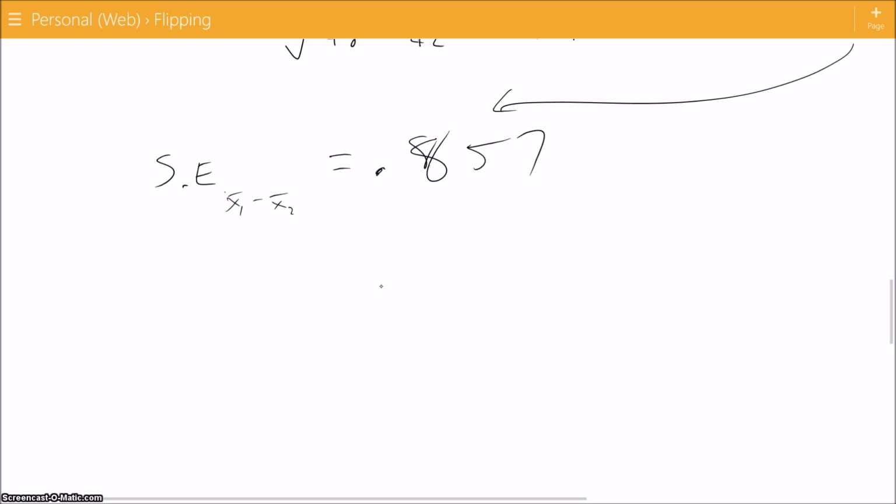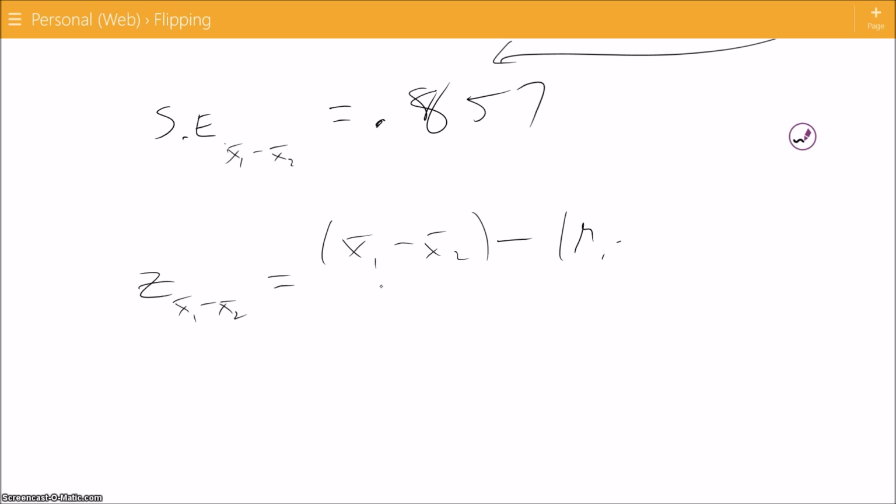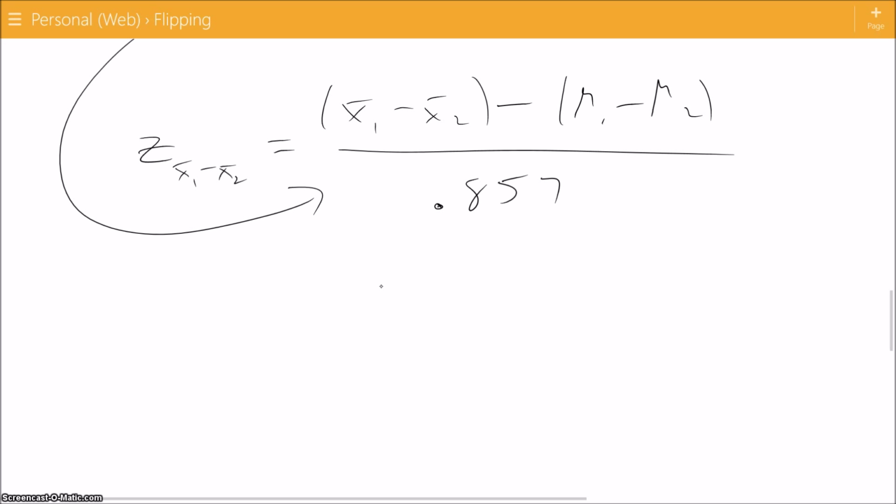So now we've got the last bit to do, which is just to say that my z-score of the difference between these two is going to equal x bar 1 minus x bar 2 minus mu 1 minus mu 2, over that standard error. That's going to get plugged in right down there, which we said was 0.857. So now I can start plugging in.